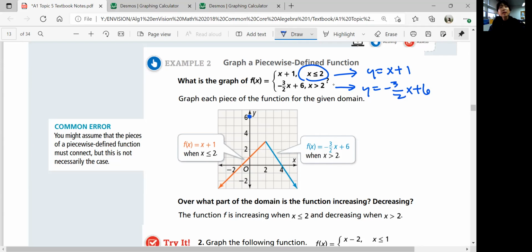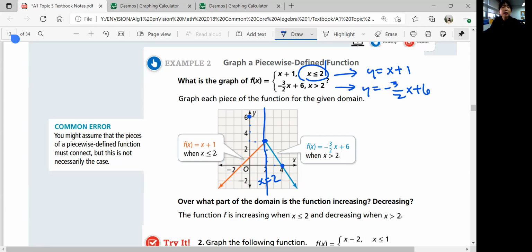So starting from 6, count your slope, negative 1, 2, 3 over 2, 1, 2. And then 1, 2, 3 over 1, 2, right? But you do not draw a line here. You're going to start from this when x is equal to 2. When x is greater than 2, you're going to use this line. So draw the line until your domain ends. Okay, and draw the second line where your domain starts.